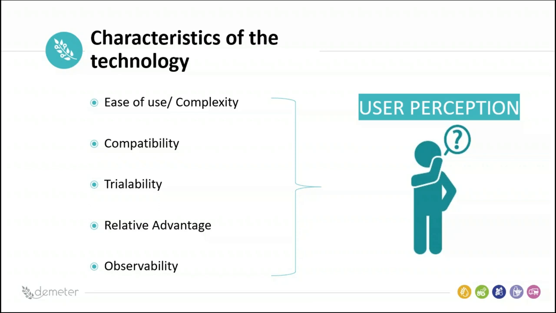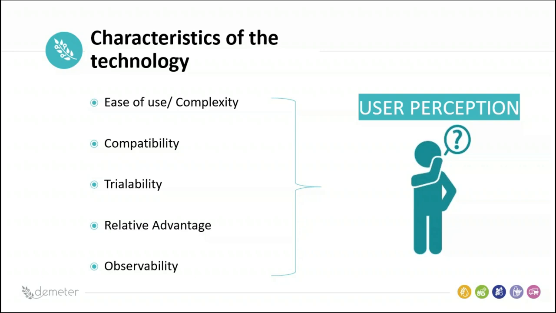The next is how compatible the technology is with the farmer's values and experience. So if it matches, again, it's going to be easier for the farmer to adopt. Trialability is very important. So if the farmer feels that they can trial the technology before full adoption, this will help increase their adoption level because it reduces some of the risk that they see associated with full implementation. And then the next thing is relative advantage.